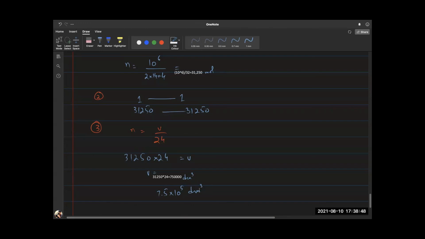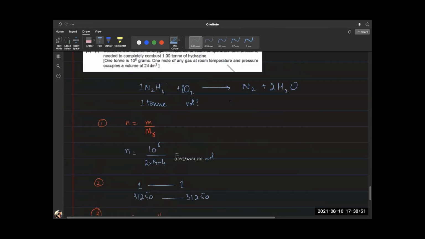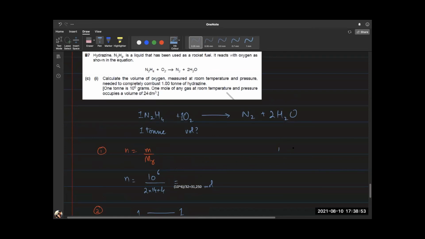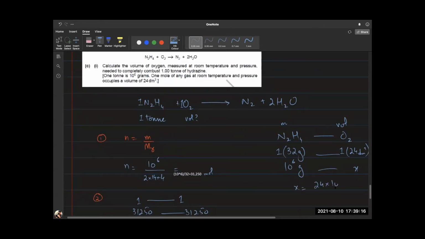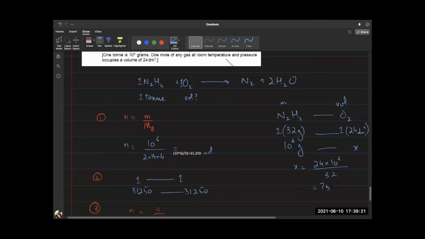So there you go. We have found it. If I wanted to use the other method, the ratio method that we have, so all I need to do is copy this. Okay. I have volume of this and I have what mass of this. Okay. So standard values 1:1. Standard values is 32 gram makes 24 dm cube. Okay. So that means 10 power 6 grams will make X. So there you go. X comes out to be 24 times 10 power 6 divided by 32. And that I know for sure is going to give us 750,000 dm cube.